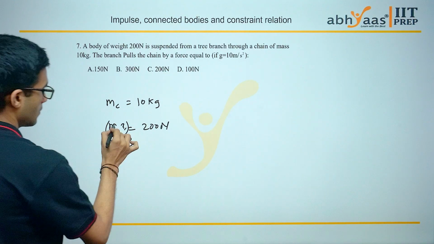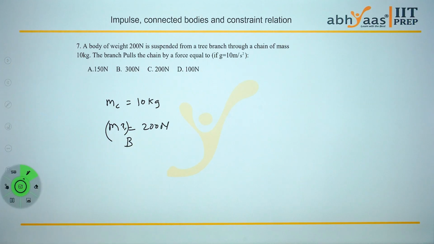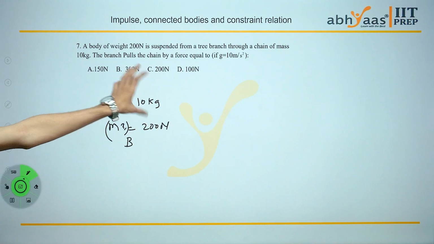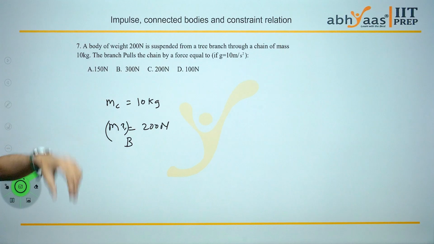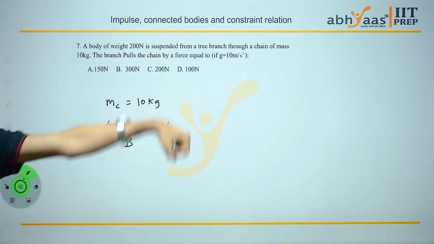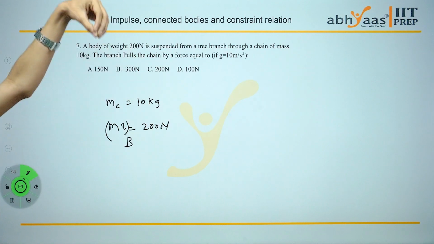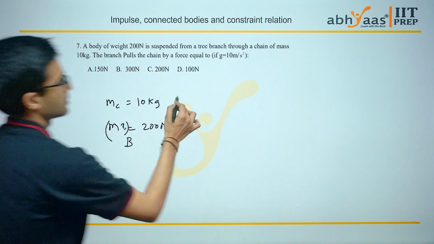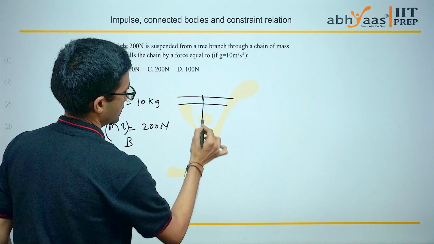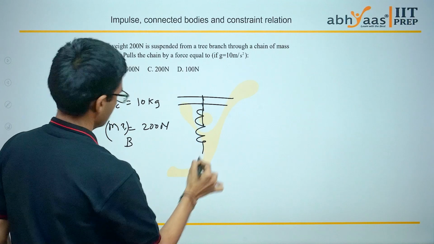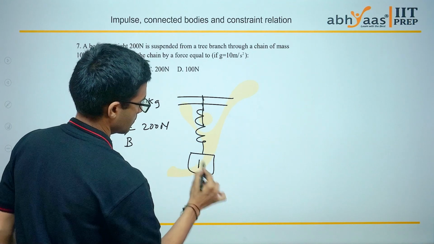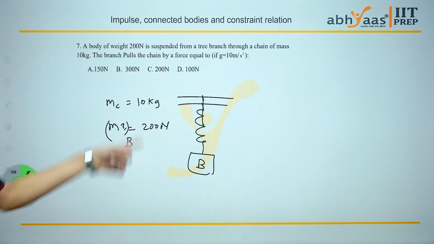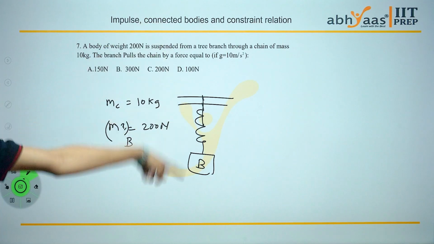Mg of the body. If you observe here, the total branch pulls the chain by a force. So a branch is pulling the chain's mass and the body. The tree branch is there like this, where the chain is hanging, and there is a body B like this. Here the branch has to pull the entire thing.